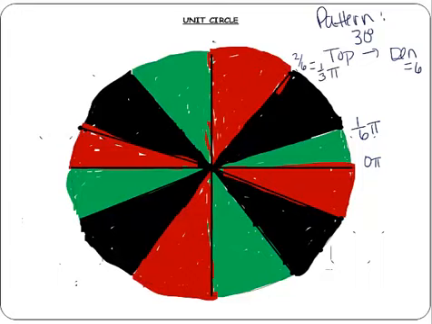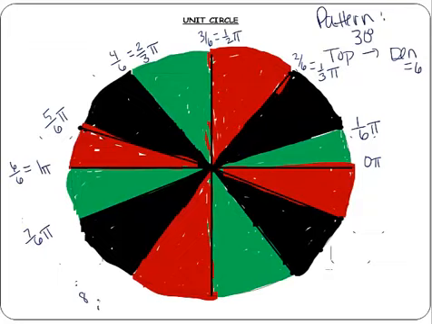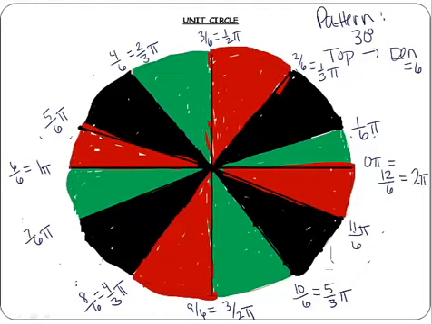Now we're just going to continue that pattern. Next one would be 7/6. 8/6, but 8/6 reduces to 4/3. This would be 9/6, but 9/6 reduces to 3/2, which we've shown on the previous slide. This would be 10/6, but 10/6 reduces to 5/3. This would be 11/6, which can't be reduced. And then this would be 12/6, but remember that 12/6 reduces to just 2 pi, which we've shown on a previous slide.